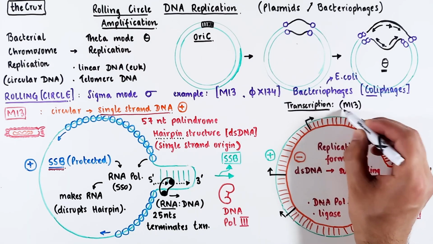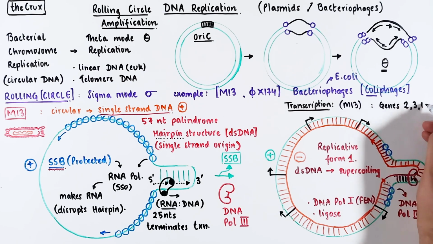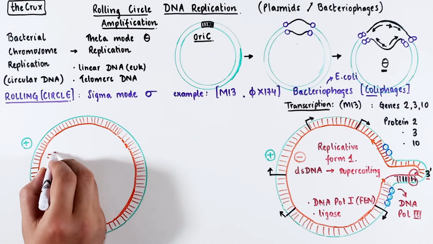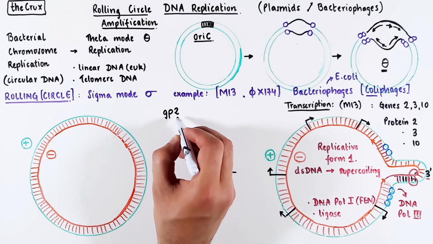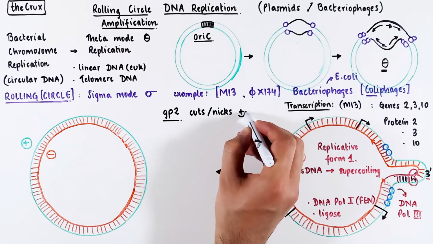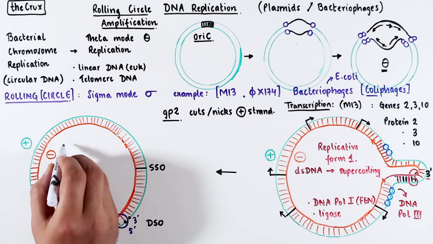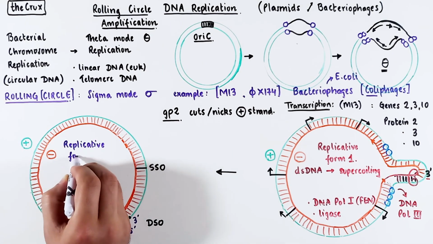We will only talk about 3 genes, the gene 2, 3, and 10, which makes proteins 2, 3, and 10. Yep, they're labeled as simple numbers. It all starts with the gene or protein 2, which cuts, or should I say, nicks the plus strand. I will refer to the positions in context of the SSO, which is now double-stranded. The nick happens not too far from the SSO, and this position is the double-strand origin. The protein remains bound to the 5' end of the nicked plus strand. This form of duplex is also called replicative form 2.